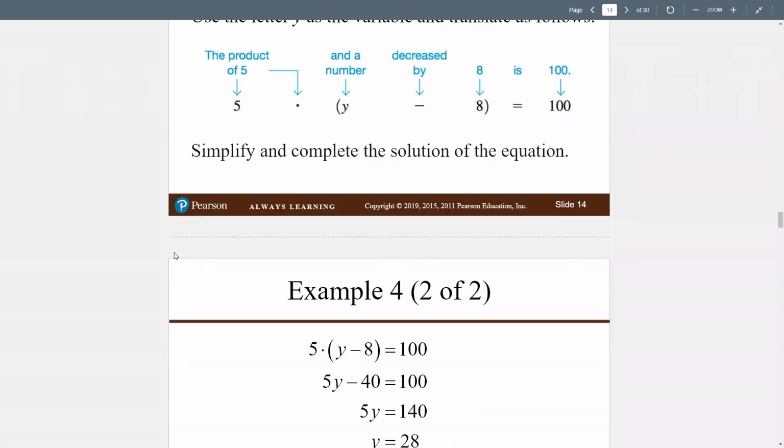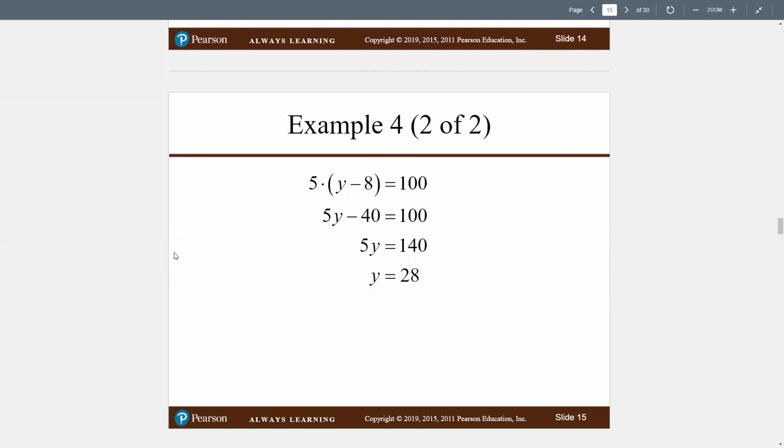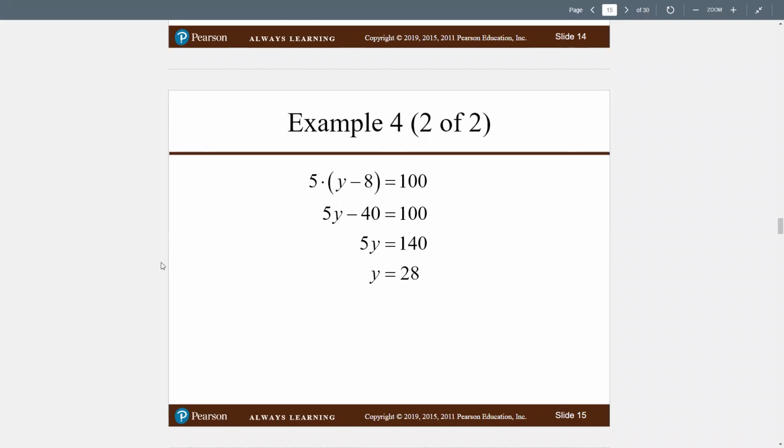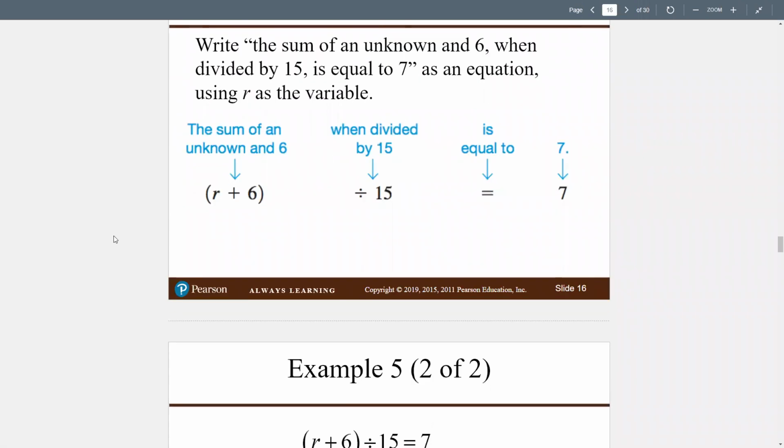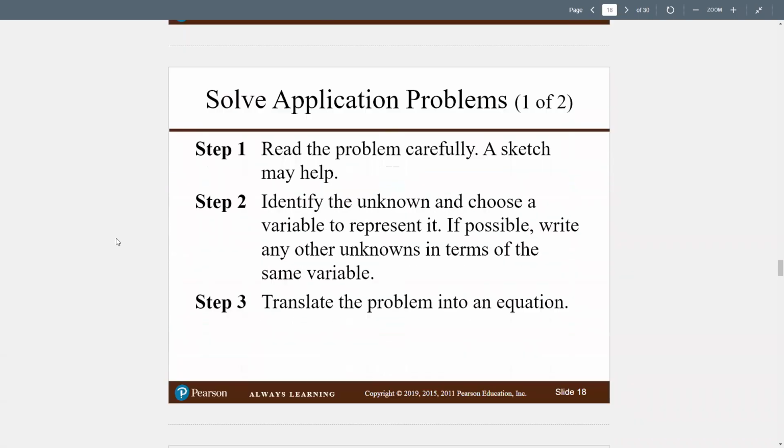Okay. And the answer, in case anyone is interested there, was 28. How can you check that? Shove the 28 back in. All right. That is another one that I think you guys can do.